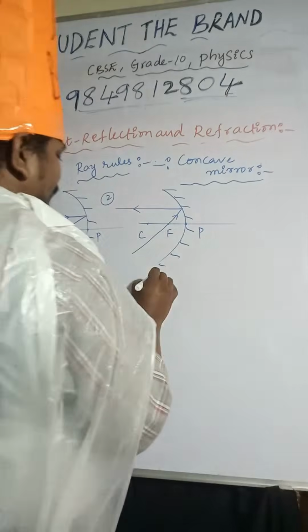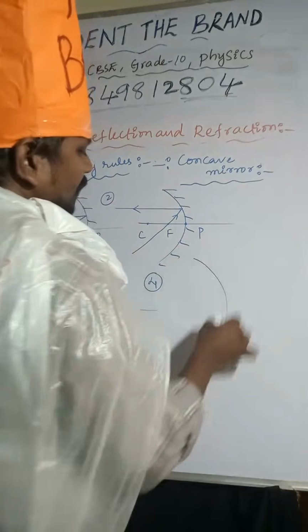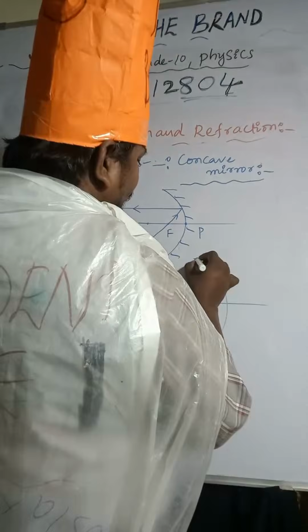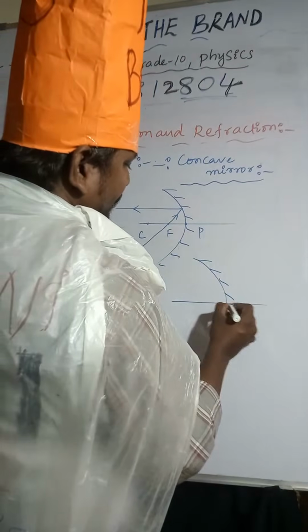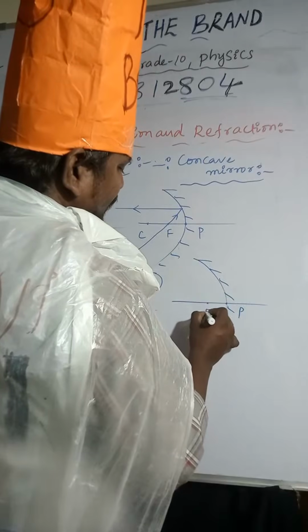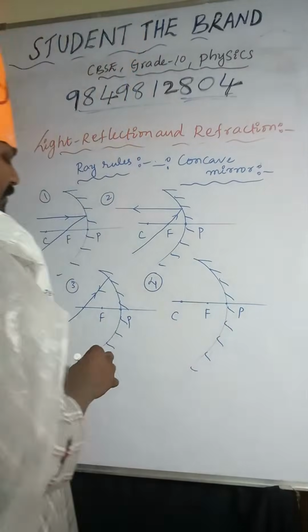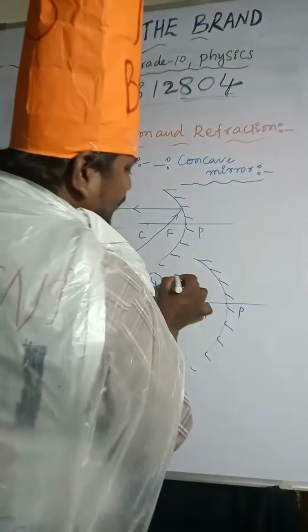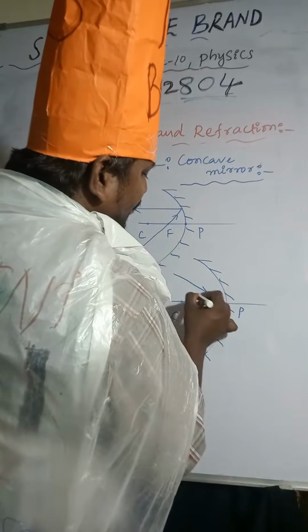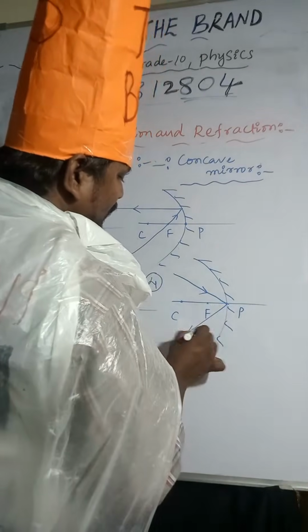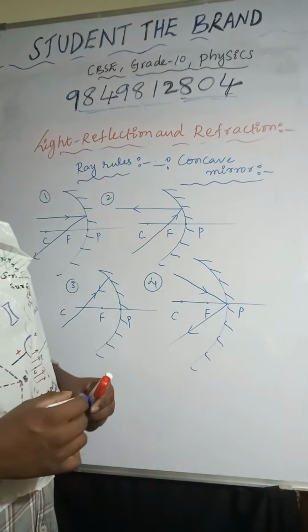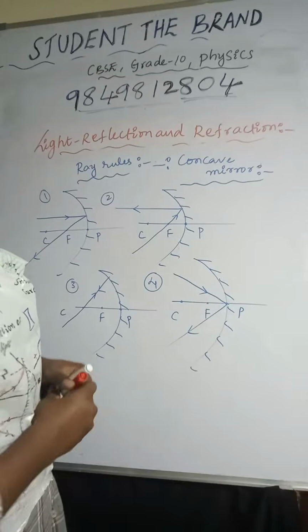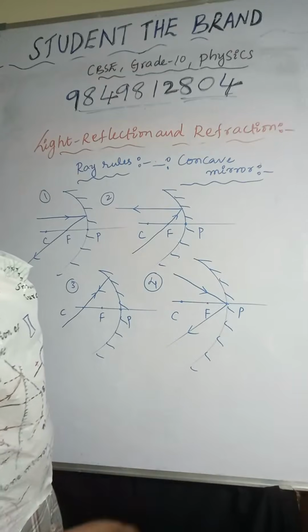Next, the fourth one. Pole, focus, center of curvature: a light ray incident at the pole reflects back. So these are the 4 rules of concave mirror.